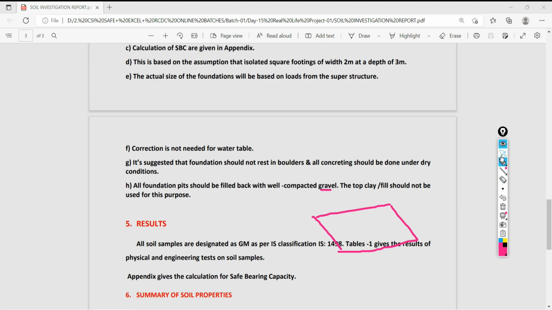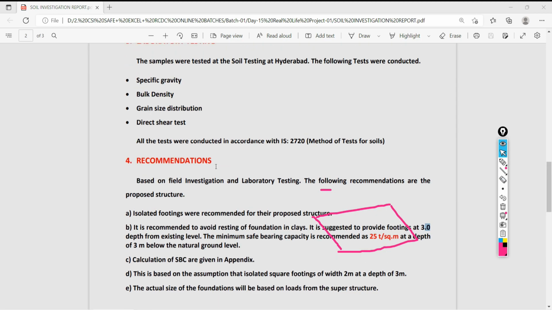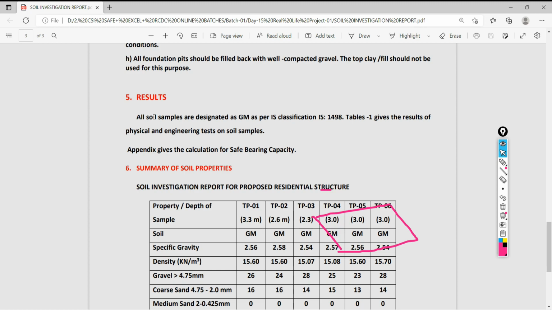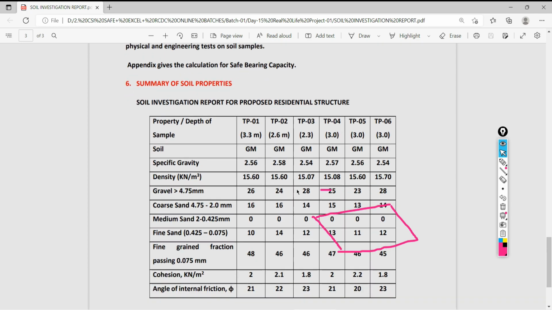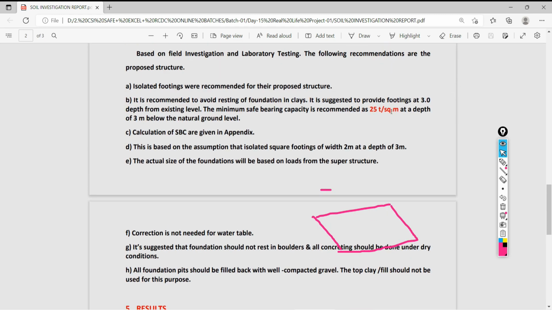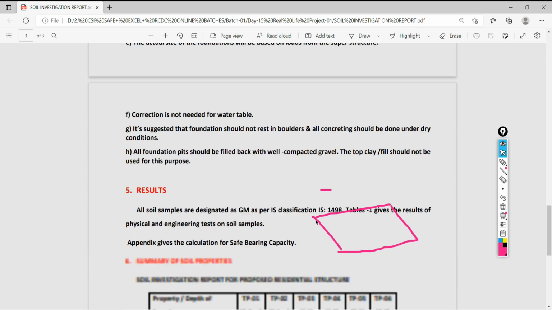Clear? So recommendation and discussion, anytime you have to read, there will be recommendation or discussion. That is the most important part of your report. Then results will also be there. You have to read the results, summary of soil properties. So soil properties are there, and for these properties the calculation has been done, and after the calculation this finally has given 25 ton per meter square.